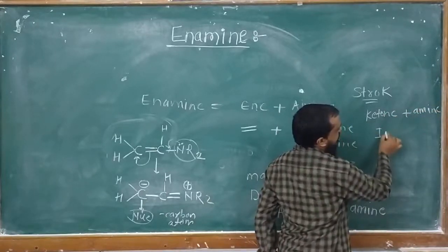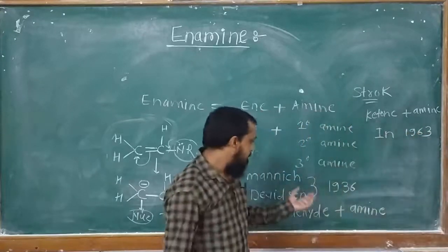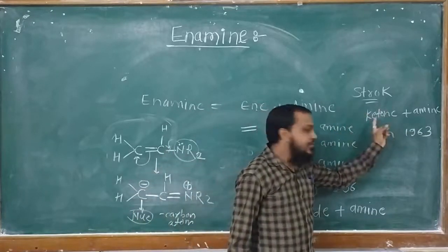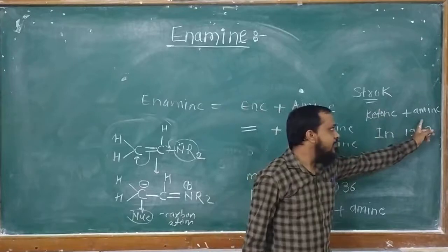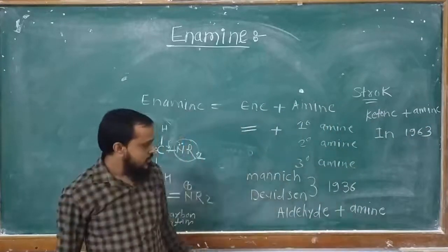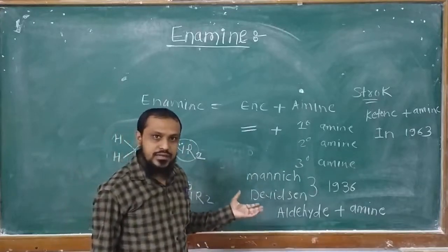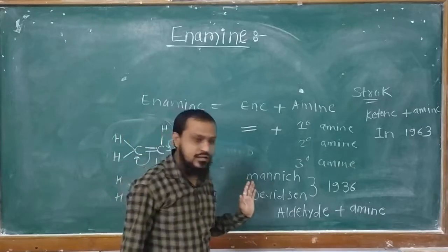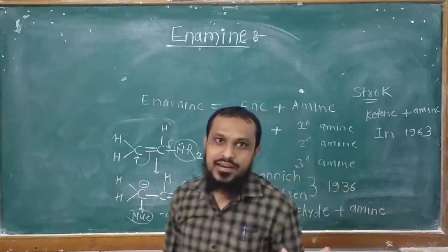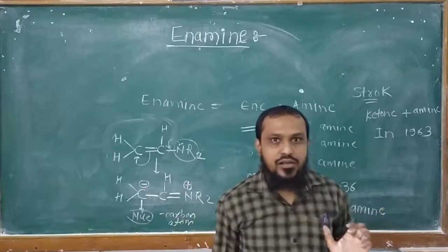Near about in 1963. Okay, after the preparation of Davidson and Mannich, Stork also prepared enamine with the help of ketone and amine in 1963. So these are the scientists or chemists that prepared enamine with the help of aldehyde, ketone and amine. Okay, this is the fifth point.